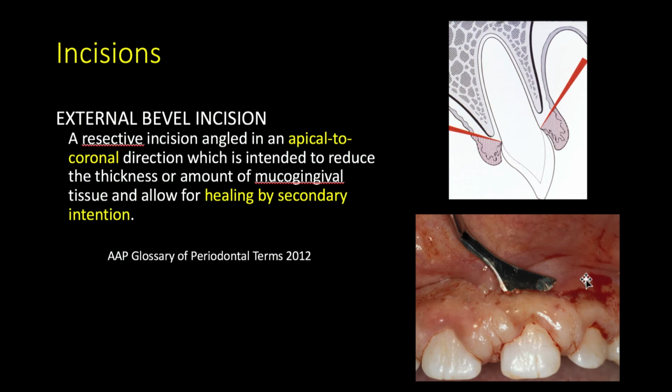where an external bevel gingivectomy is being performed. Again, this type of incision is done whenever there is gingival enlargement, sometimes for crown lengthening when you have adequate keratinized tissue, and also for a gingivoplasty procedure.